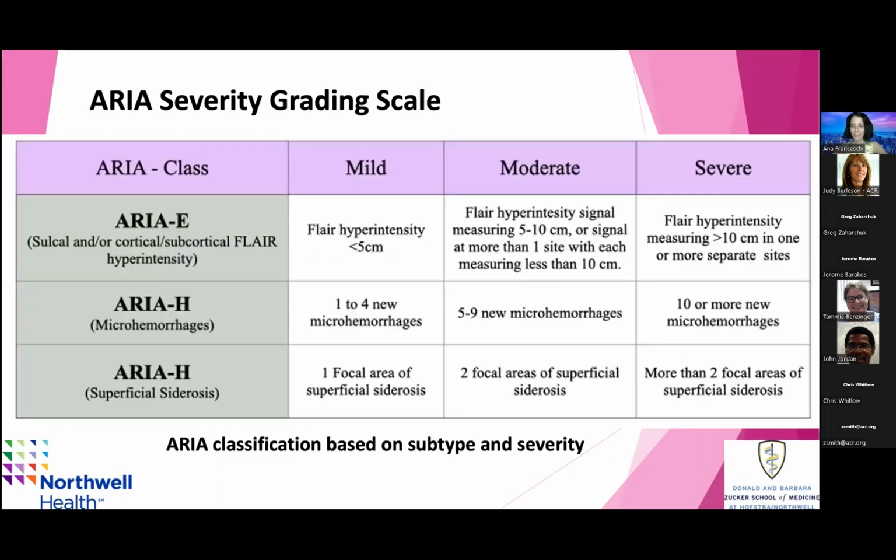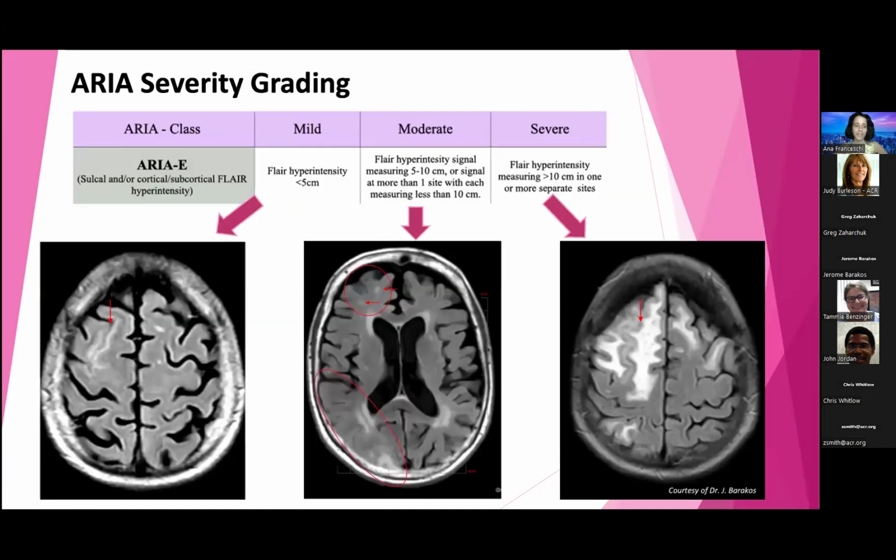Now, I know that both Tammy and Greg went through the grading scale, but since ARIA is inherently a radiologic diagnosis, I feel like it doesn't hurt to repeat this one more time through a few examples. So for ARIA E, we call it mild ARIA E, as you see on this example on the left side, when we identify FLAIR hyperintensities that are less than 5 centimeters in maximum diameter.